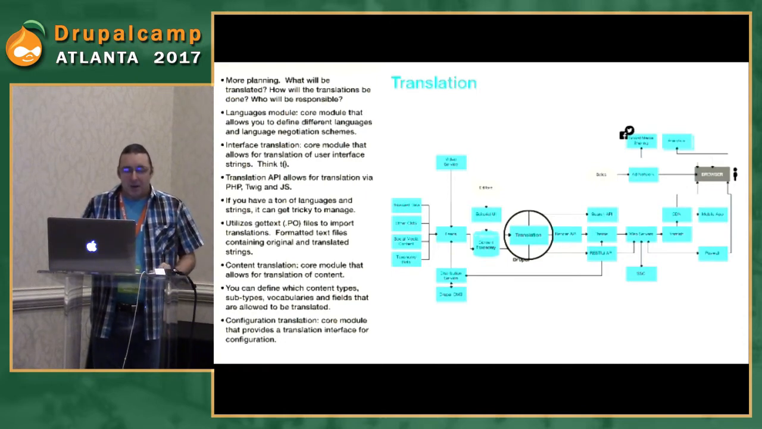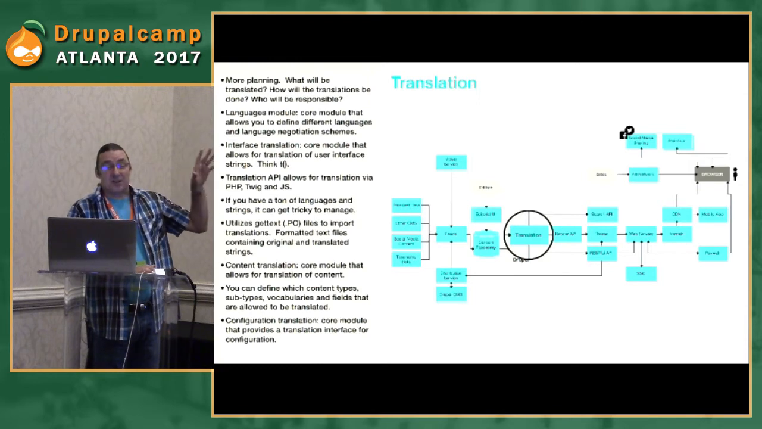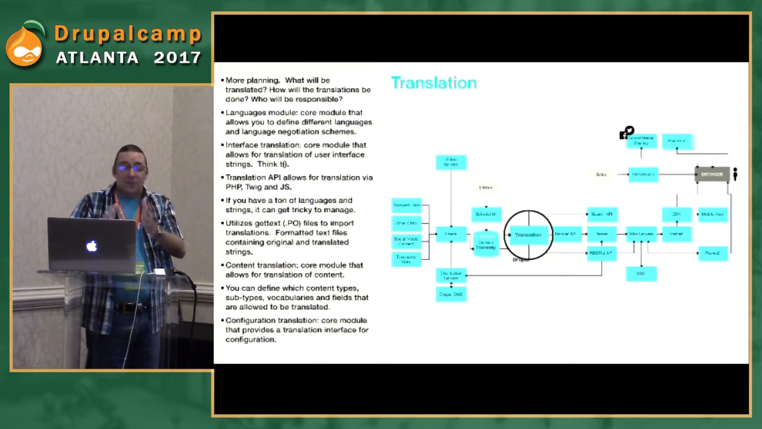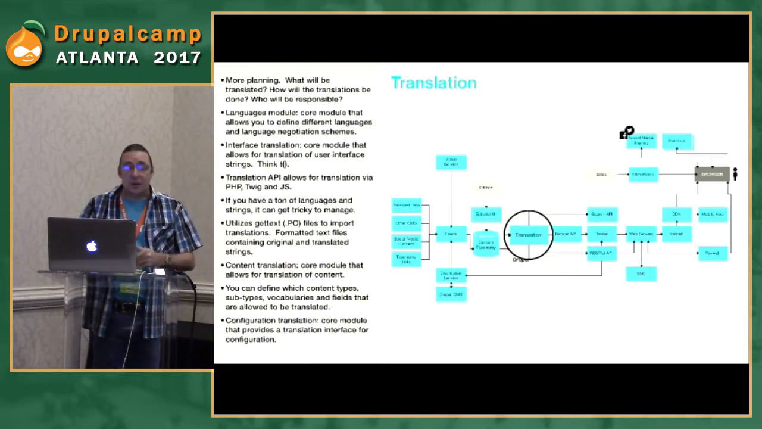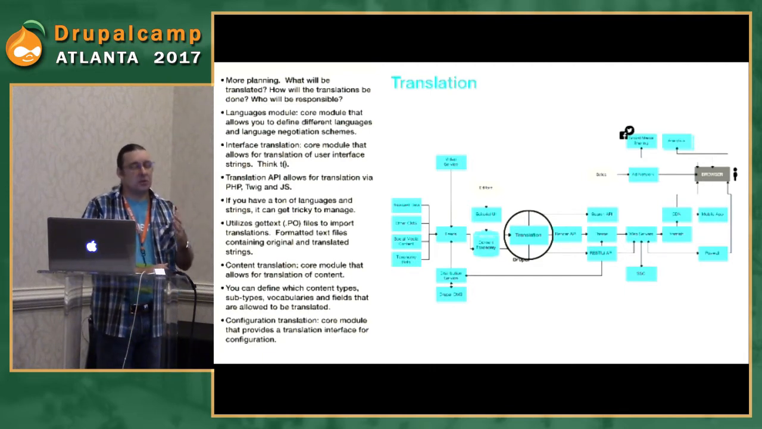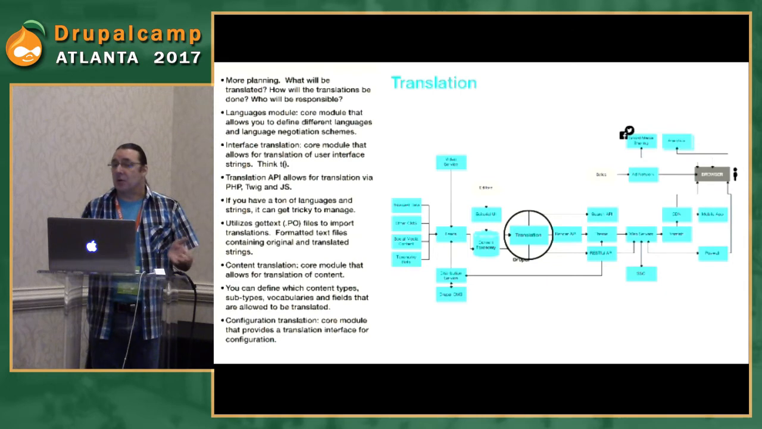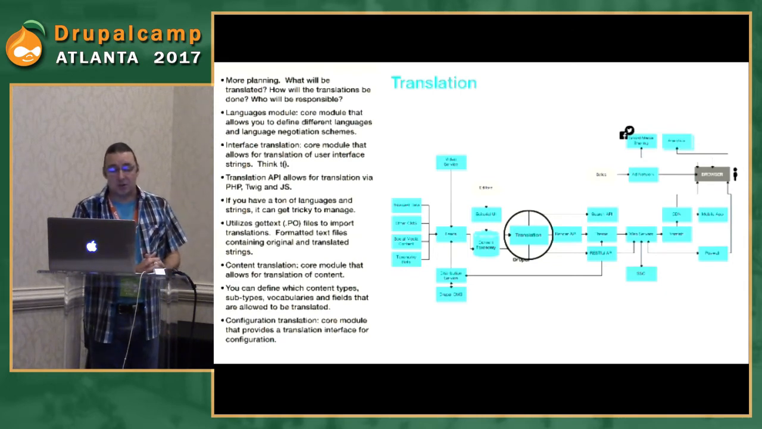Planning. The Languages module lets us identify languages to the system, and it does language negotiation, so it tries to figure out which language to serve to which visitor based on the rules that you've defined. Interface translation deals with those things that editors and admins on the site see, so whether or not that needs to be translated, interface translation can do that. Pretty much think the T function. Anything that you run through T is going to be affected by this interface translation module.